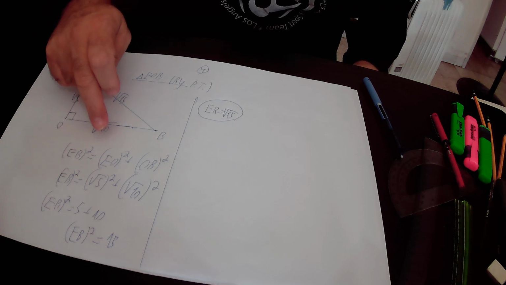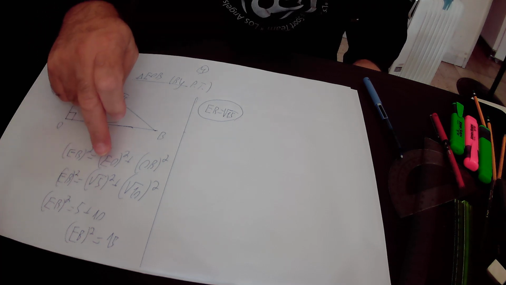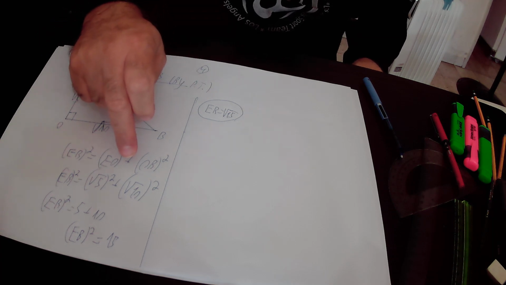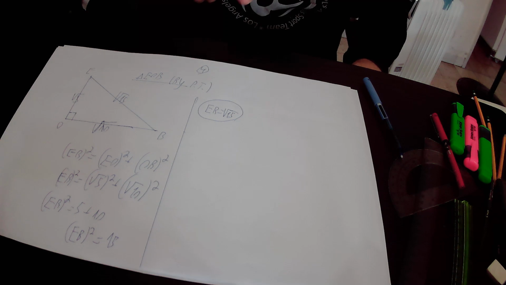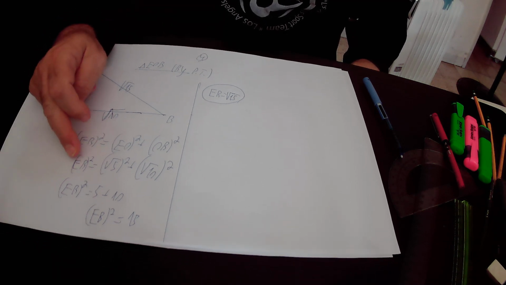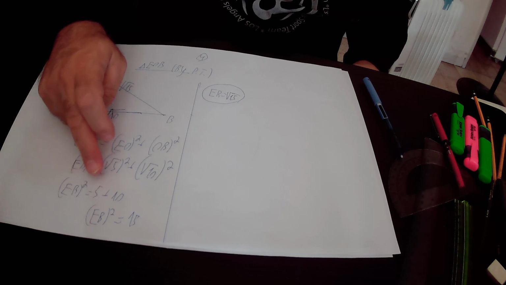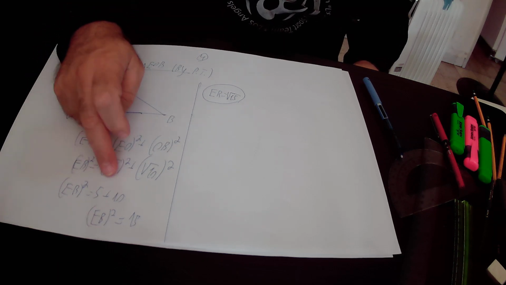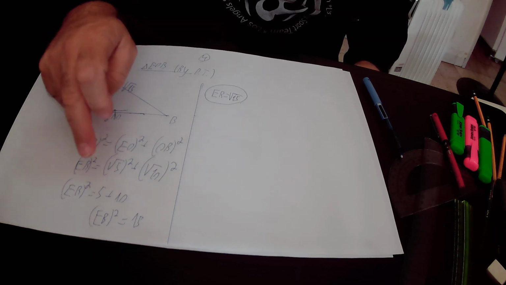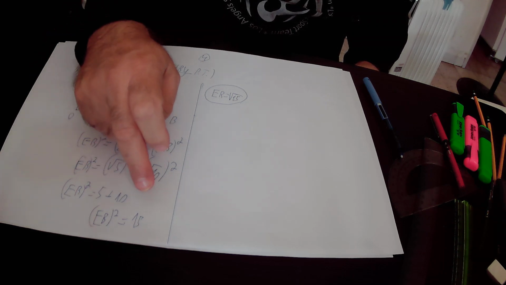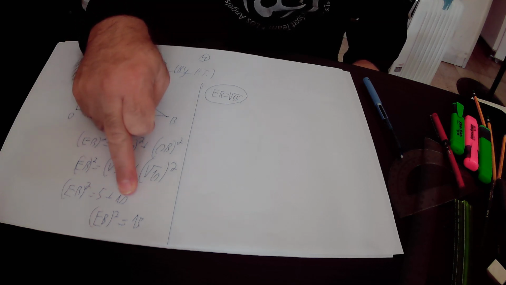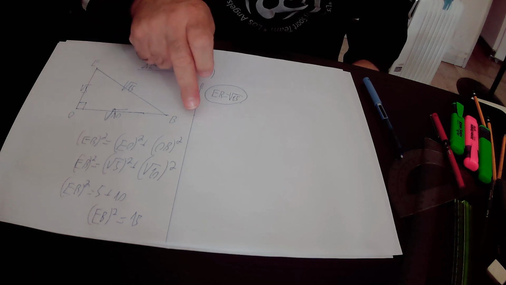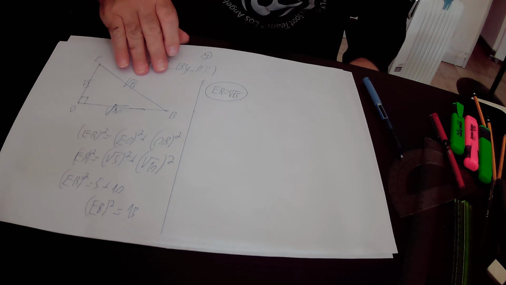EO equals the square root of 5, therefore EO squared equals the square root of 5 squared. OB equals the square root of 10, therefore OB squared equals the square root of 10 squared. So EB squared equals the square root of 5 squared, that is 5, plus the square root of 10 squared, that is 10. So EB squared equals 5 plus 10. 5 plus 10 is 15. So EB squared equals 15. We took the root of this equation, and we found that EB equals the square root of 15 units. So the length of the hypotenuse EB equals the square root of 15 units.